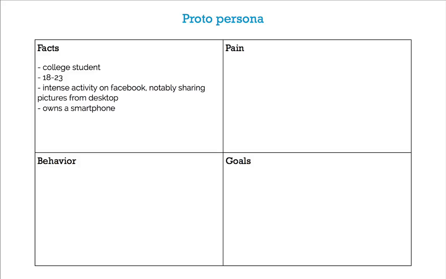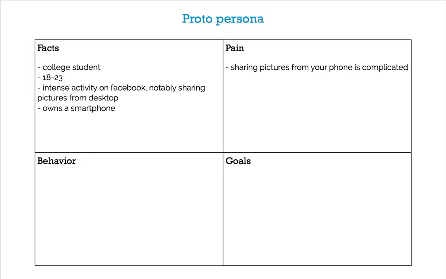The first block is facts. Facts are factual relevant information about our user. As you might recall from the last video, we said that our user is likely to be a college student, so 18 to 23. He has an intense activity on Facebook, notably sharing pictures, and he also owns a smartphone. Defining all this also allows us to know exactly who we want to interview.